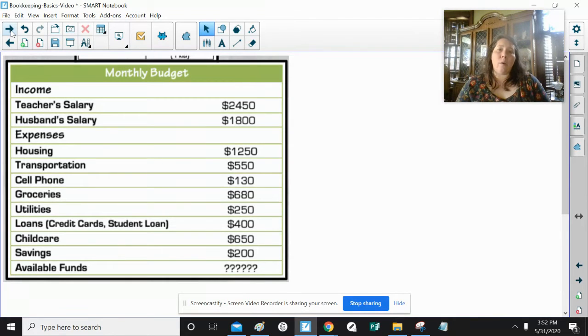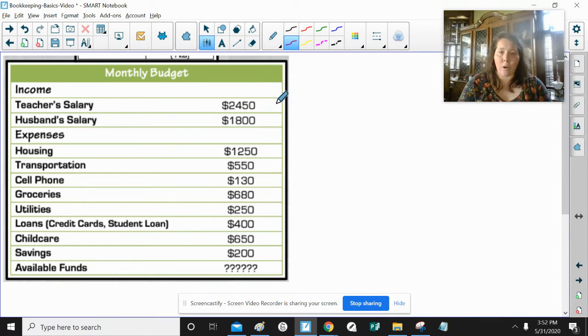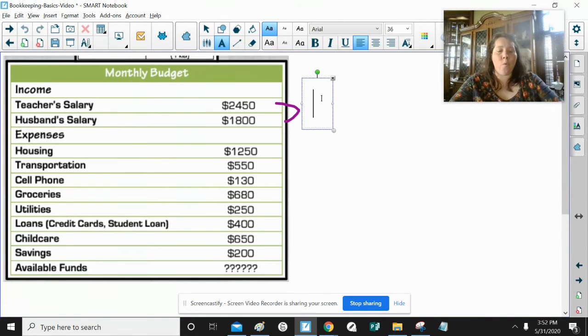So we're looking at Chloe and her husband. They want to save up for a bathroom remodel, a $6,000 bathroom remodel. It's a 2-income household, so we have their 2 salaries that we have to add together. And when we add them together, we're going to end up with $4,250.